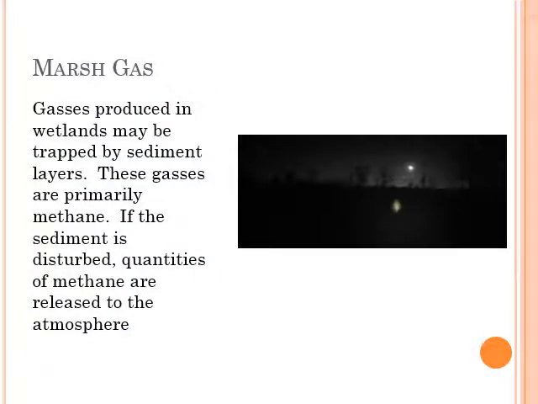Marsh gas produced in wetlands is produced by methane pockets. If the sediment's disturbed, the methane's released. This leads to a lot of old stories about will-o'-the-wisps and ghosts and aliens. Because what happens is, if you're by an area of water and that water releases methane, as the moon's light shines through it, it's distorted and it starts to look green.